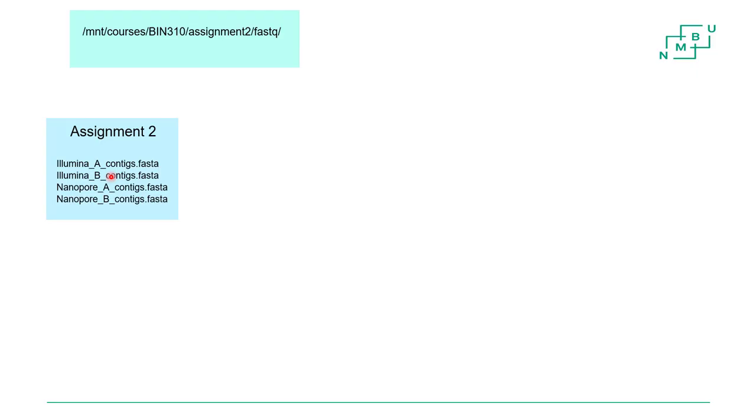And notice I'm only talking about the Illumina contigs that you got from the raw data, not the fastp, because you actually had 6 files in assignment 2. But forget about those fastp pre-processed data now. We only consider the raw Illumina data and the raw nanopore data. So that's why it's only 4 contigs here now that I show.